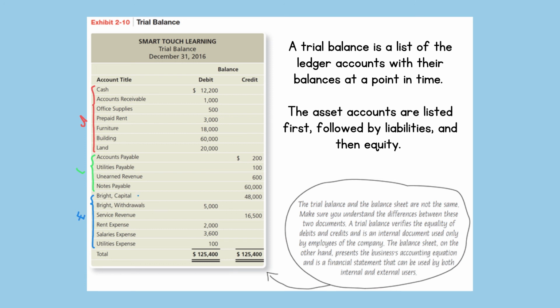Okay, so as you know, equity increases by capital and revenue, and decreases by withdrawals and expenses, so it's gonna be debit. Okay, so I'm gonna just transfer the balances that I got in the T account to the trial balance. Then I'm gonna add them up. Total debit should equal your total credit. So a trial balance is a list of all ledger accounts with their balances at a point in time. The asset accounts are listed first, followed by liabilities, and then equity.